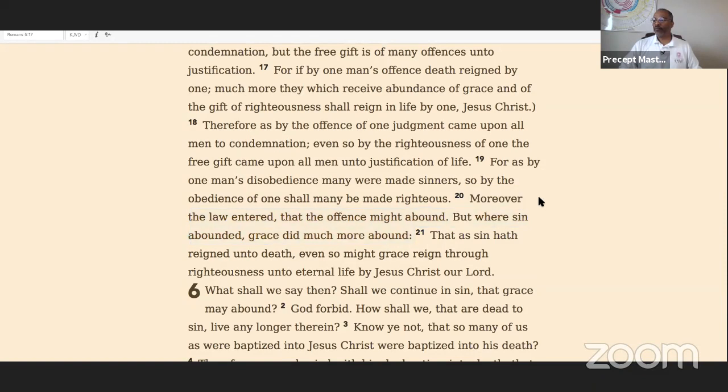Now, he tells you, moreover, the law entered that the offense might abound. But where sin abounded, grace did much more abound. He's telling you exactly what's going on. And then he goes on, that as sin has reigned unto death, even so might grace reign through righteousness unto eternal life by Yahweh Shai the Messiah, our Lord.